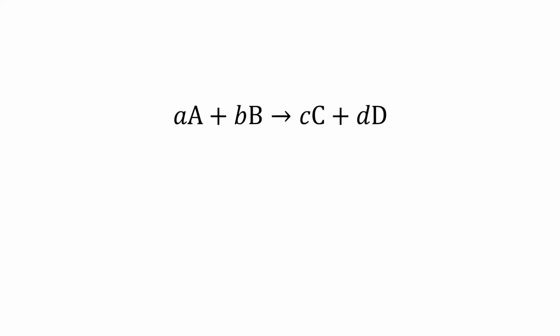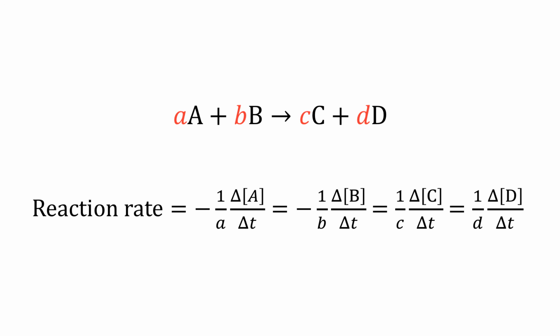The reaction rate can be written in terms of any product or reactant, but stoichiometry must be considered. For the general reaction A plus B reacts to form C plus D, the general rate equation can be written as this, with the stoichiometry explicitly written out.